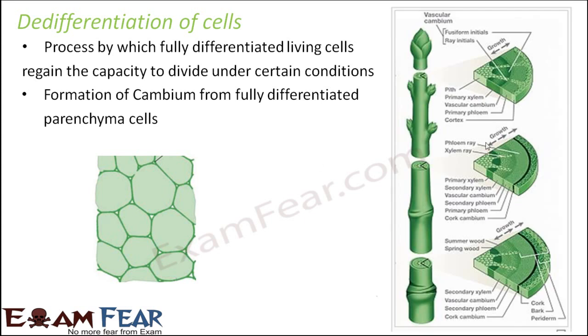If you remember the structure of the cambium, this is how it looks. Here you can see this is your cork cambium and this is your vascular cambium. This layer is the vascular cambium, which is formed between xylem and phloem. And this dark colored band is your cork cambium. These two layers of cells are formed later from fully differentiated parenchyma cells. Formation of these two layers results in the secondary growth of plants, which in turn increases the thickness of the plants. So this process is de-differentiation.